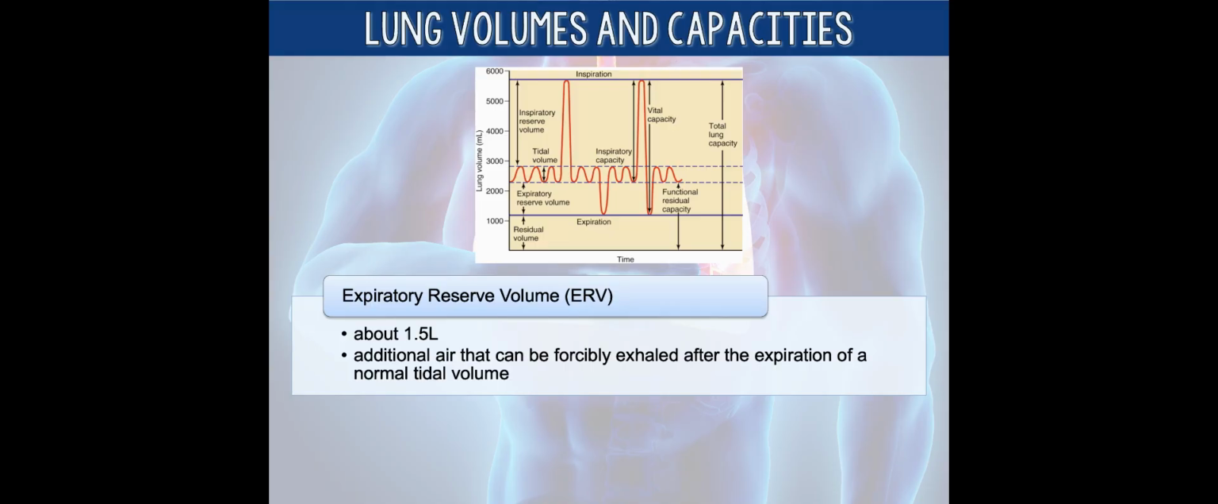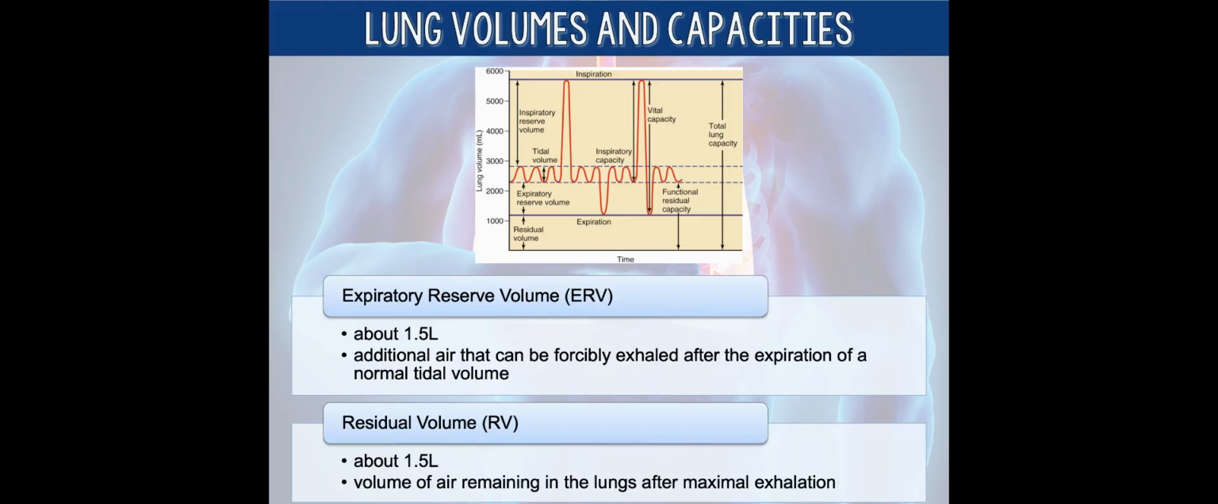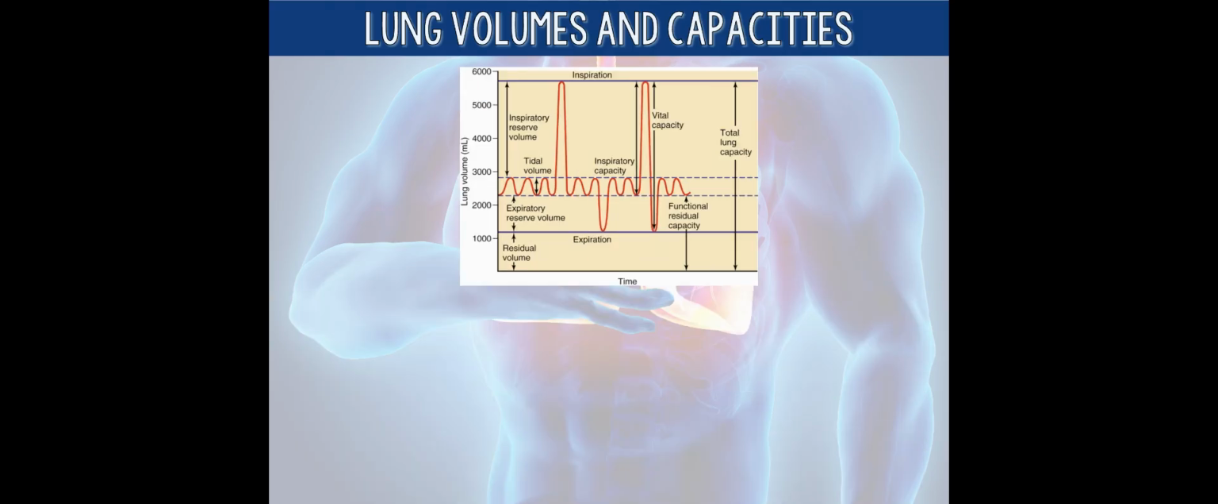When you take your normal breath and then you exhale all the way until you can't exhale anymore, that volume of air, about 1.5 liters, is your expiratory reserve volume, or ERV. Even when you exhale all the way until you can't anymore, there's still some air left in your lungs, and that is called the residual volume, also about 1.5 liters.